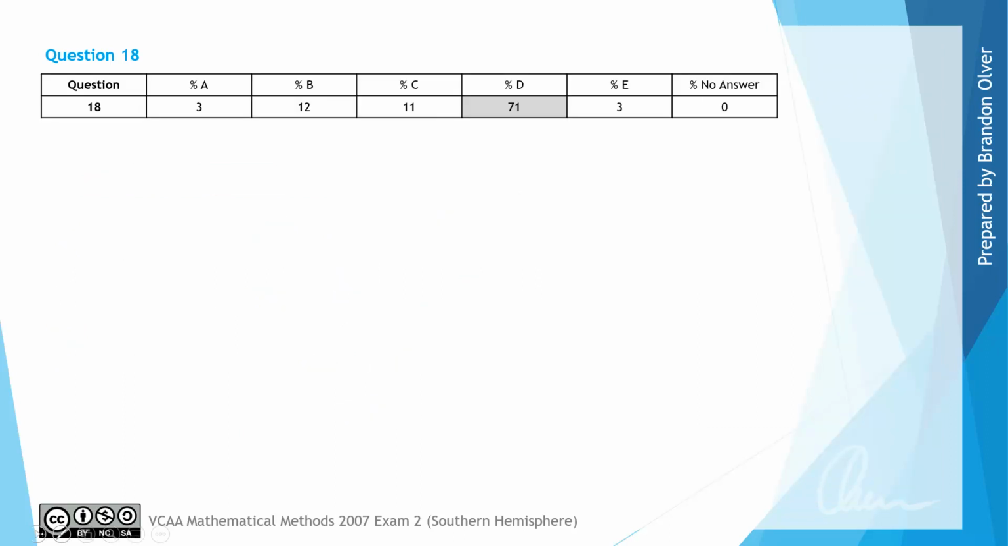So from the examiner's report, we can see that this question was done reasonably well, with 71% of students getting this question correct.